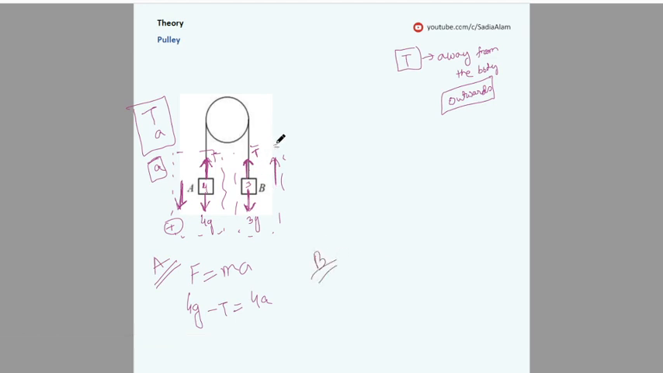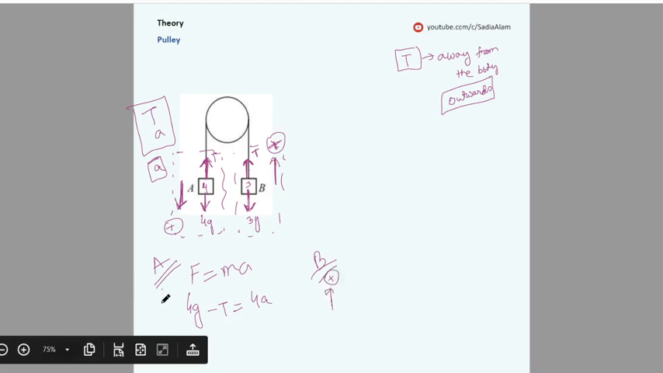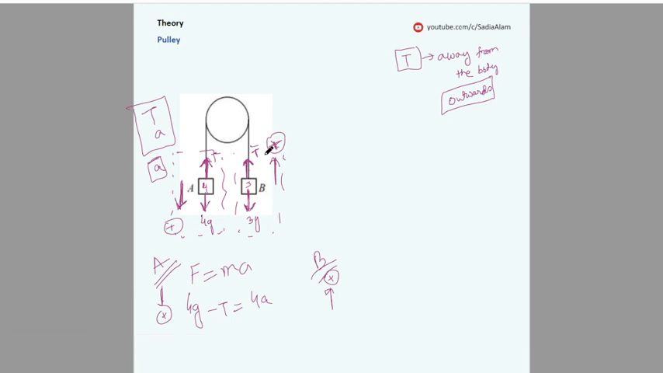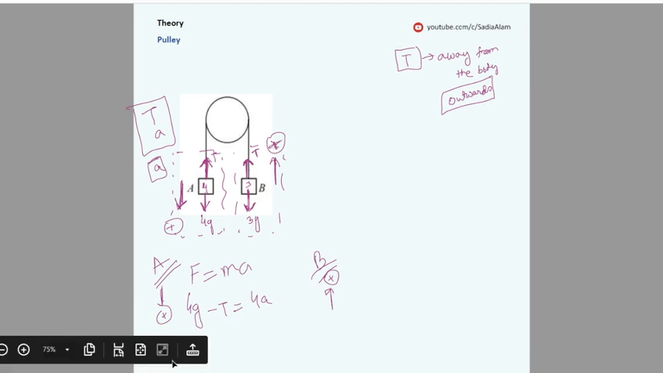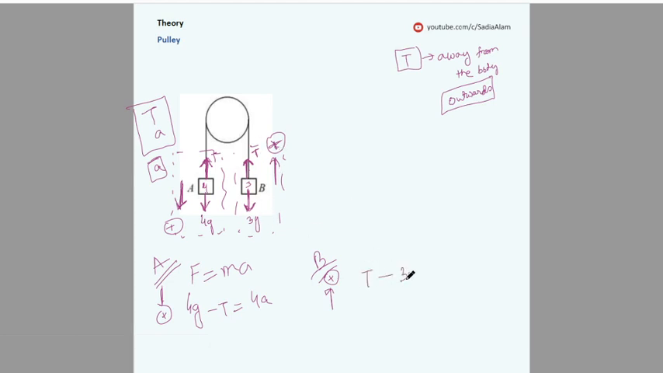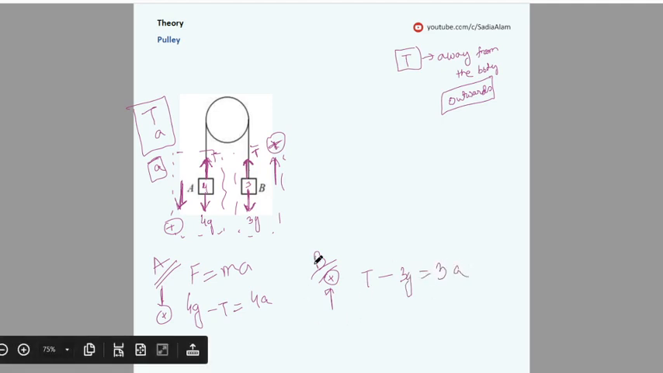B is moving upward, so I will take upward as positive for B. Always take the direction of motion as positive. It makes the math easier to solve. So B is moving upward, so I am taking upward as positive. So for B, tension is positive, weight is negative, equals ma. So that's the equation for particle B.